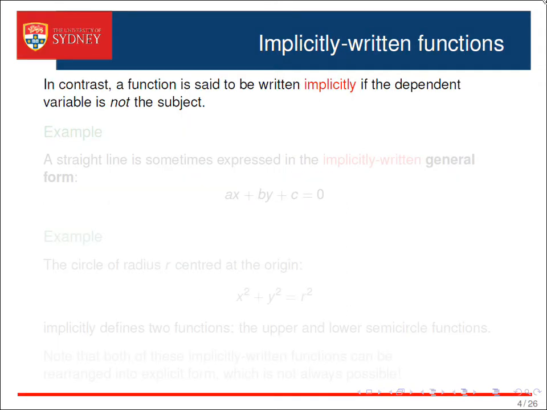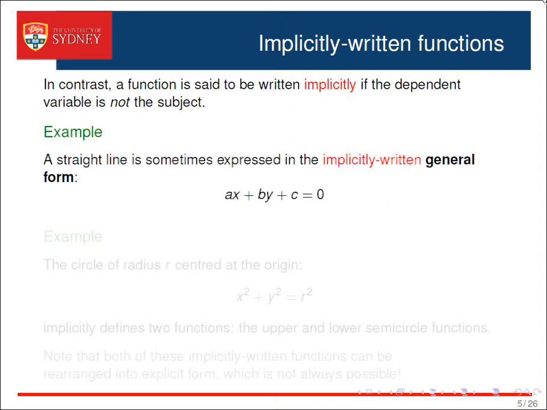In contrast, a function where y is not the subject is said to be written implicitly. Here's a good example. Although straight lines are typically expressed in the gradient intercept form, that is, y equals mx plus b, it is sometimes expressed in the implicitly written general form, ax plus by plus c equals 0.